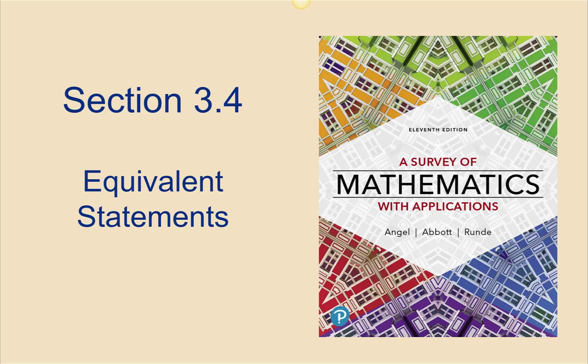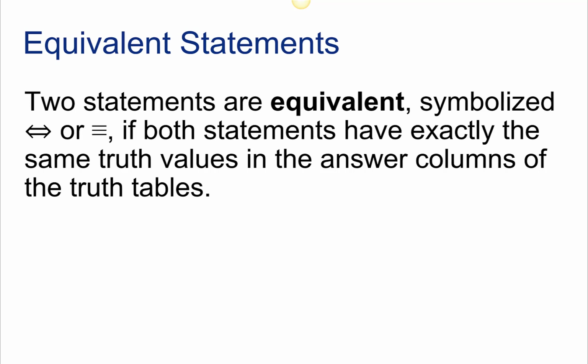Section 3.4, Equivalent Statements. Two statements are equivalent, which is symbolized by either of the symbols shown here, the double-sided arrow or the equal sign with an additional bar above it, if both statements have exactly the same truth values in the answer columns of the truth tables.